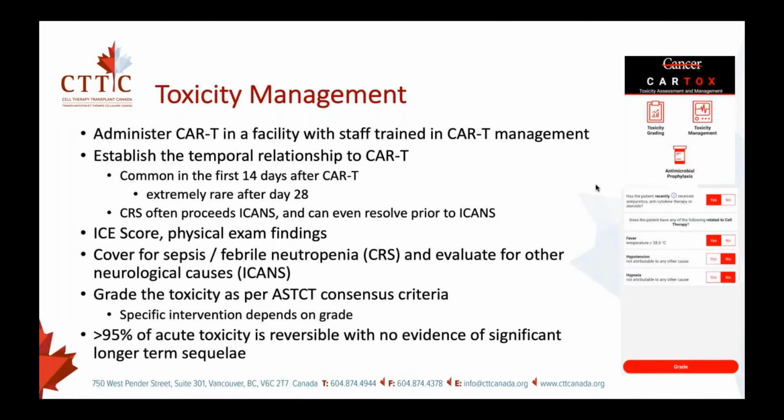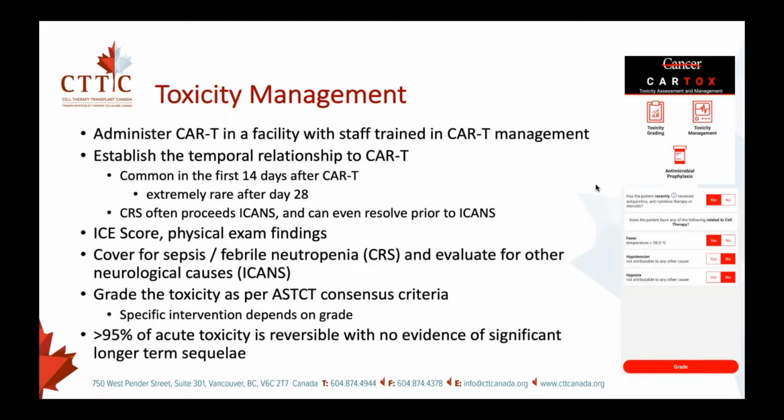But the first thing is to administer CAR-T in a facility with staff trained in CAR-T management. Then establish the temporal relationship to CAR-T. As I said, it's most common within the first 2 weeks after CAR-T, and it's extremely rare after day 28. So that's why we tend to follow patients up until about day 28. The CRS often precedes ICANS and can even resolve prior to the ICANS. So if somebody starts to develop the neurotoxicity after their CRS is resolved, that is actually a common thing to occur. Use that ICE score, as I mentioned.